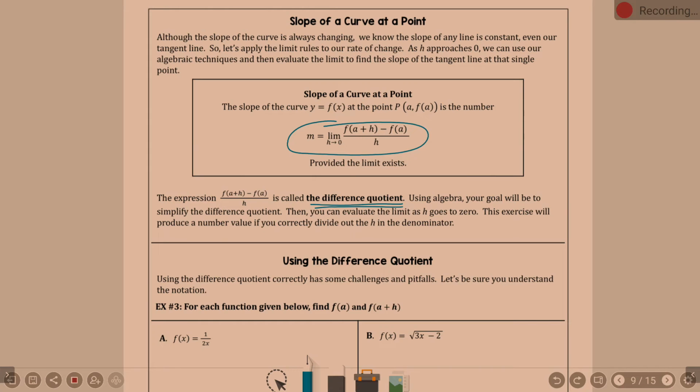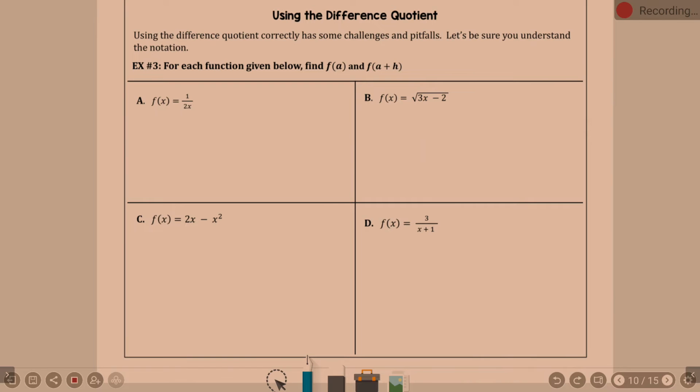Using a difference quotient correctly has some challenges and pitfalls, so let's be sure you understand the notation. I'm going to the next page, I think. Okay, so this is very basic, but very important. For each function below, find f of a and f of a plus h. Nothing fancy, but it can be done wrong. So we're being asked, what is f of a? What does that mean?